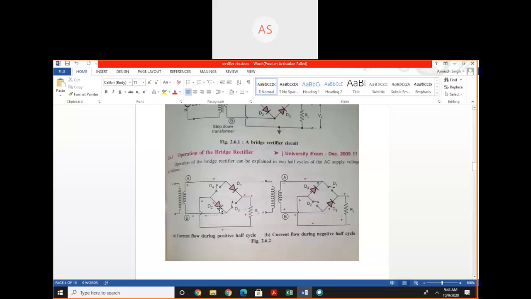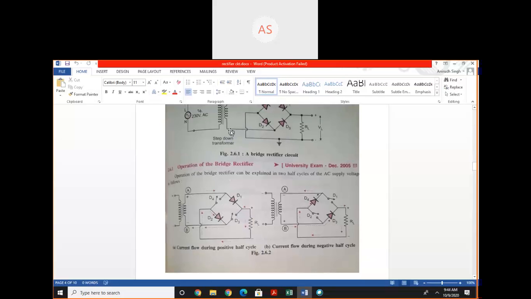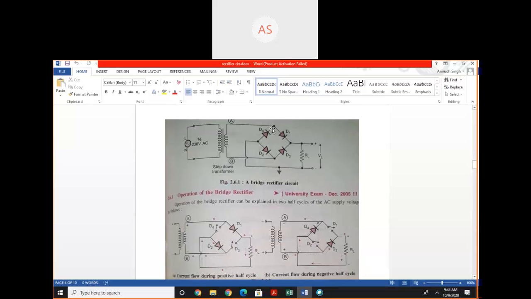Then next is the bridge rectifier. In the bridge rectifier, this is a step down transformer and this is a bridge rectifier. For the positive half cycle, these two diodes are short circuited and these two diodes are open circuited, because the positive terminal is connected to the cathode. So current is flowing in this direction.